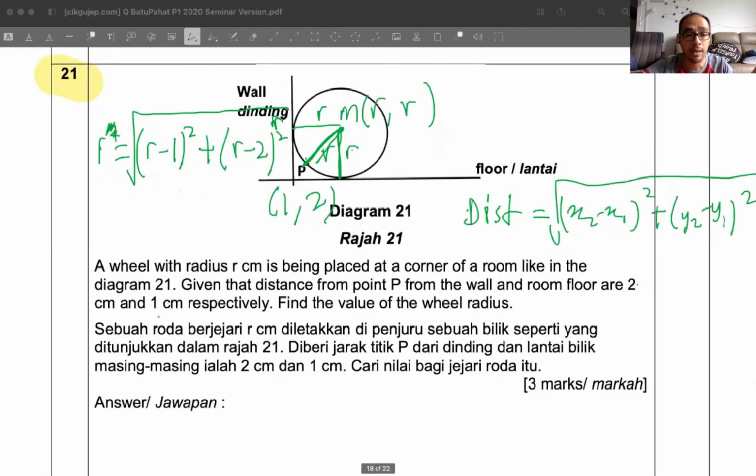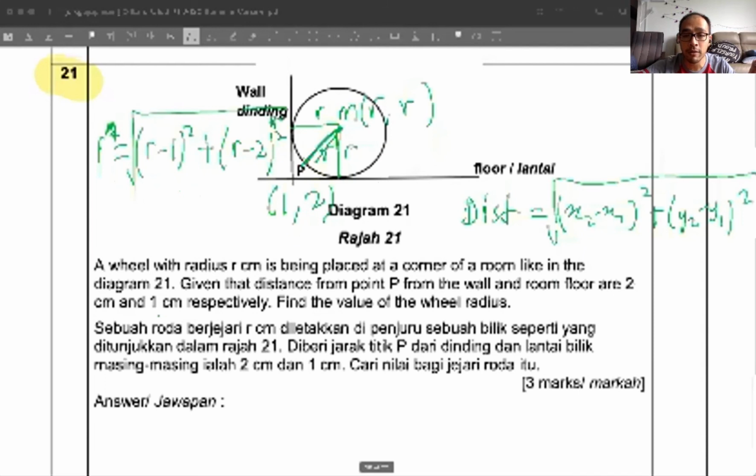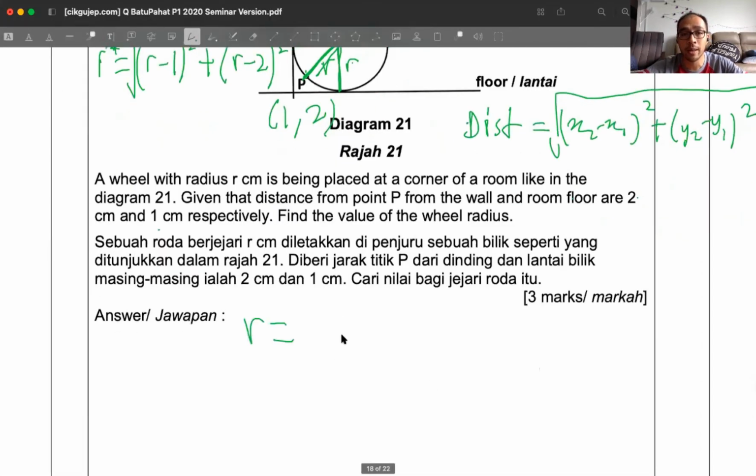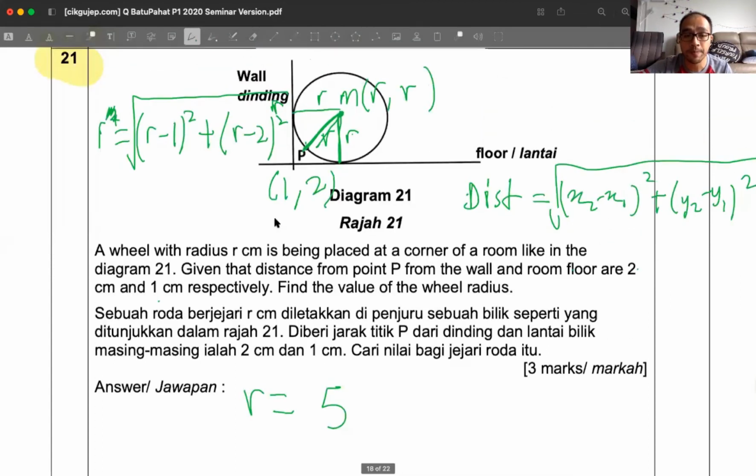Hold on. Yeah. I get r equals 5 and r equals 1, but there's only one. Okay, r equals 5. R cannot be equal to 1 because it is already taken. Okay, this is the final answer.